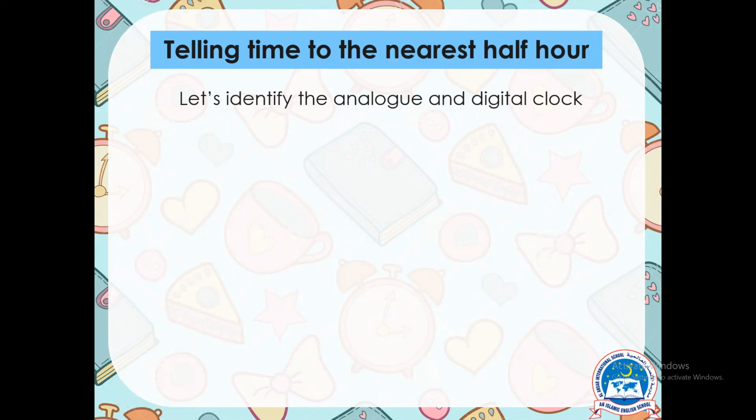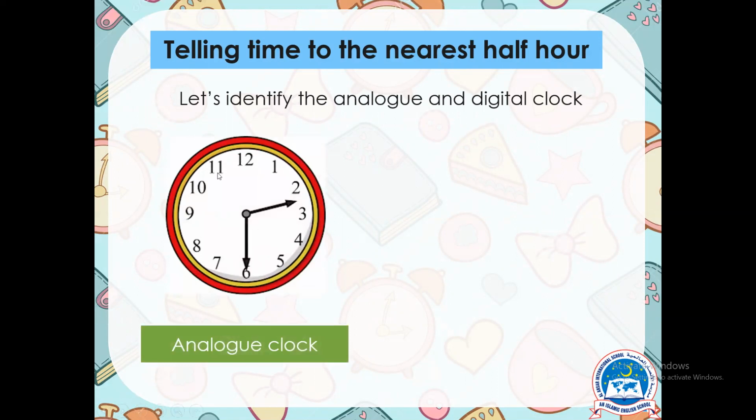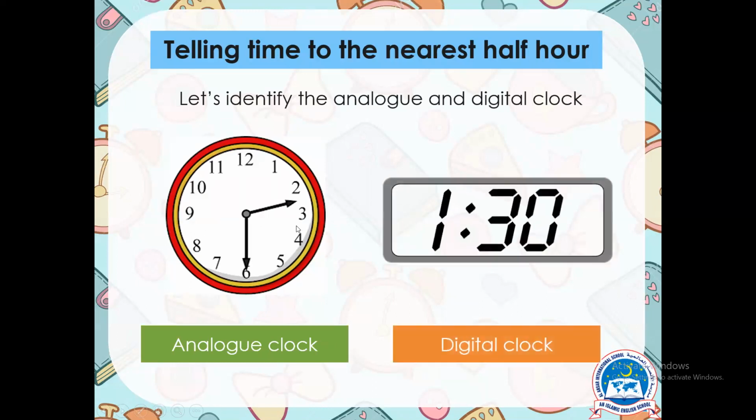Okay, now let's identify the analog and digital clock. Look at here. This is the analog clock. I'm sure you have one at home. And here, this one on the right side, it is the digital clock.